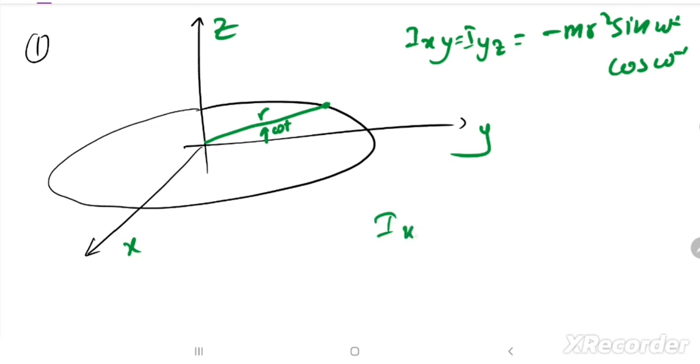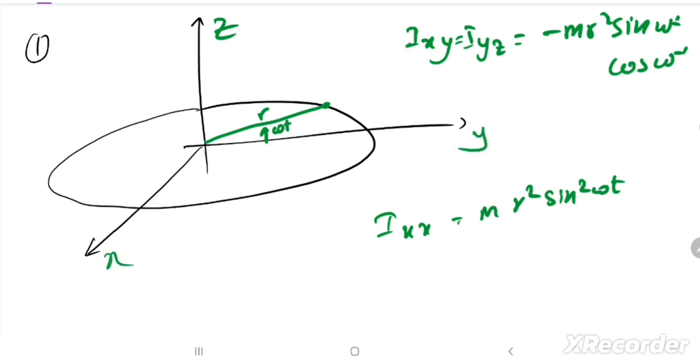What is Ix? Ix is easy to find. That will be summation of y square plus z square into m, which will come out to be m r square sin square omega t. Similarly, you can get Iyy. You can just use the mathematics and find everything. You can take this to be the x-axis, this is the y-axis, and whatever you may take, it's not up to you.